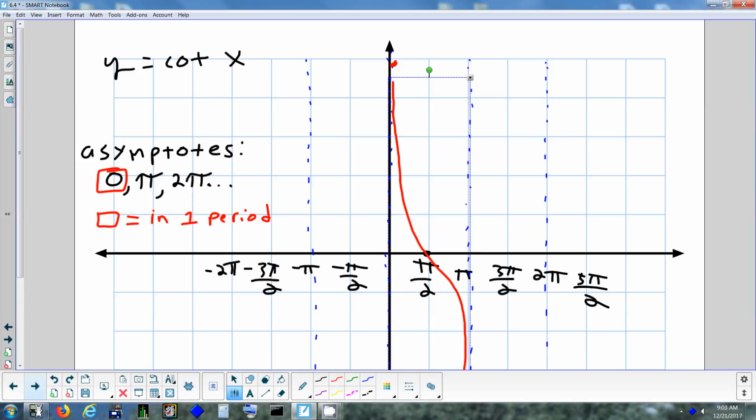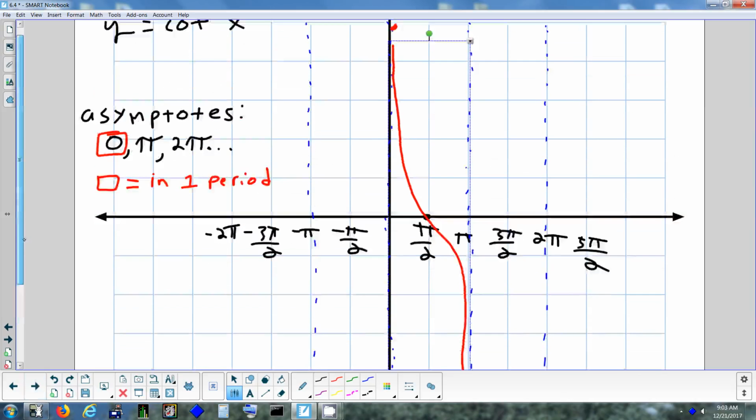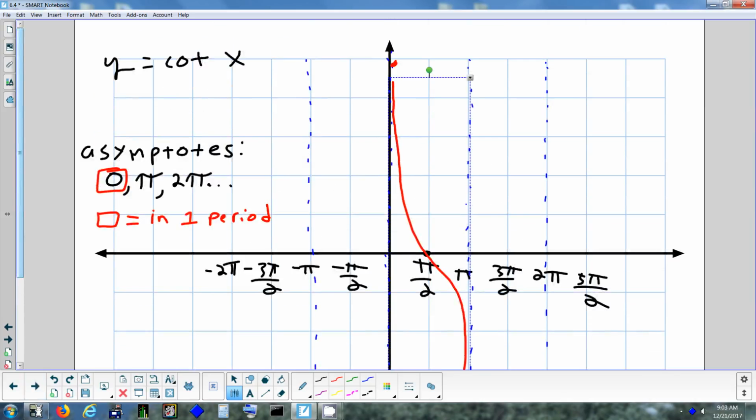And the same idea here, however you want to keep it straight, but I would say the asymptote to the left belongs to the period that follows it, with 1 asymptote per period. And what does it look like the period of cotangent would be? How often does that one repeat?